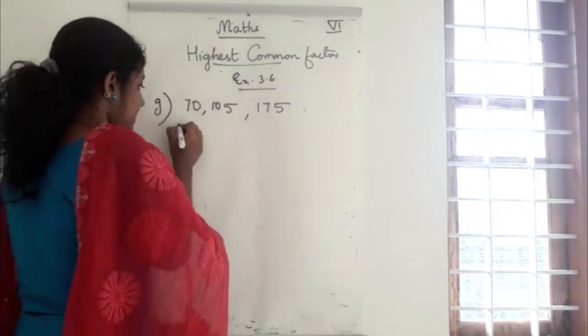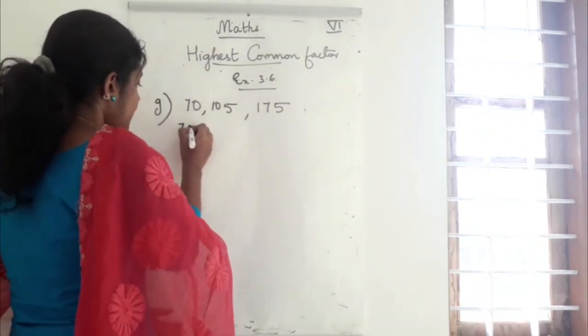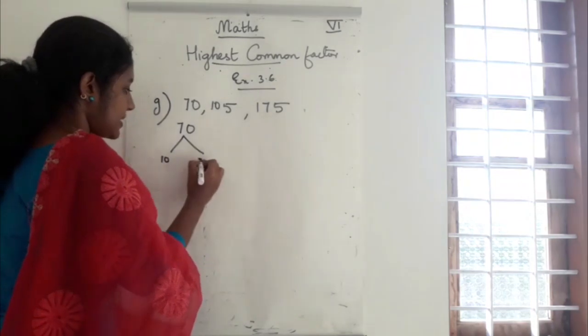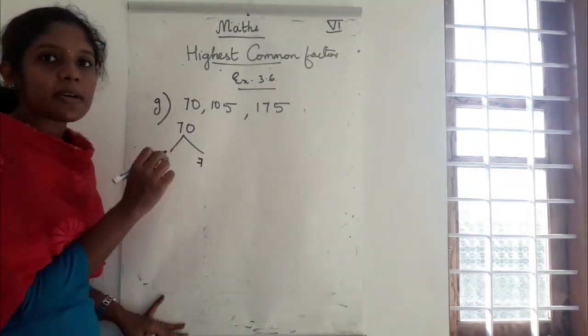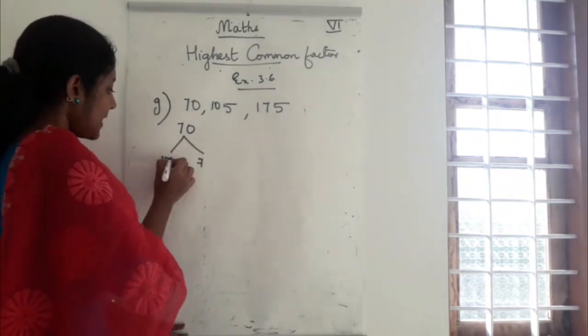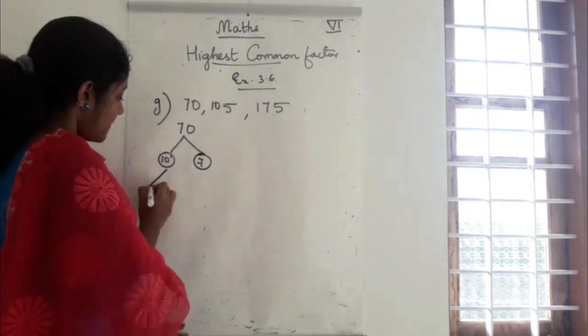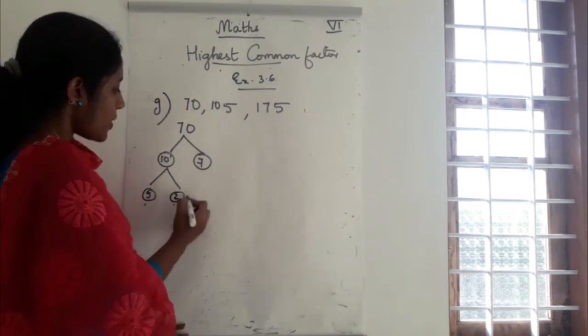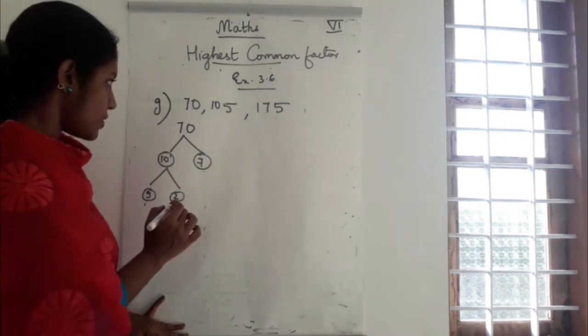For the prime factorization tree, I am going to do 70 first. The factors of 70 are 10 into 7. Here 7 is a prime number, so you don't have to do it again. 10 again has factors 5 and 2. Now 5, 2 and 7 are prime factors, so you can stop here.